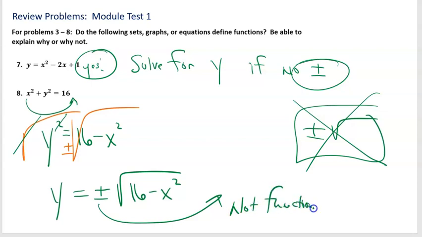And just FYI, and we're going to learn this later, that's a circle with radius 4. We already talked about circles. Now, that's not something you're supposed to know yet because we're doing this algebraically and not graphically when we're working with these two equations. But that is a circle, so it would fail the vertical line test.